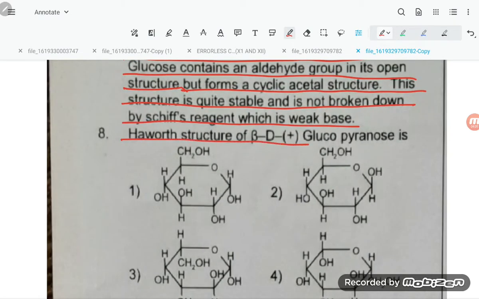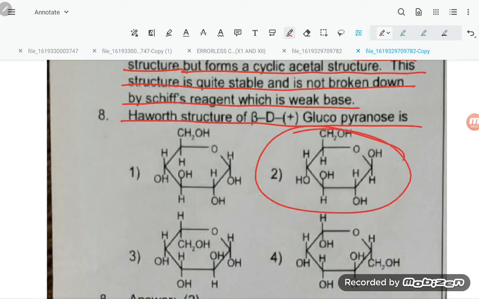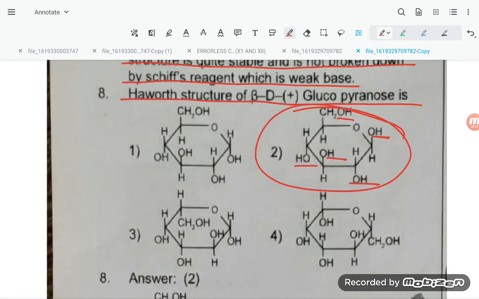Haworth structure of beta-D-glucopyranose is, Haworth structure. So this is the Haworth structure here, student. You can see the OH groups, that is how it is represented: OH group top, bottom, top, bottom, top. So this is the structure of beta-D-plus-glucopyranose.